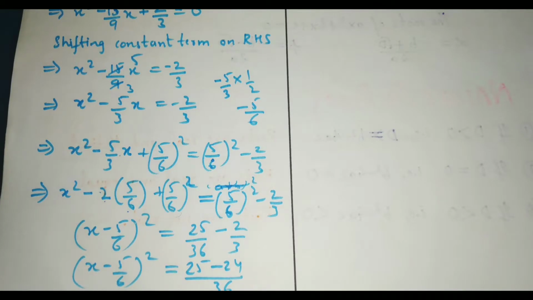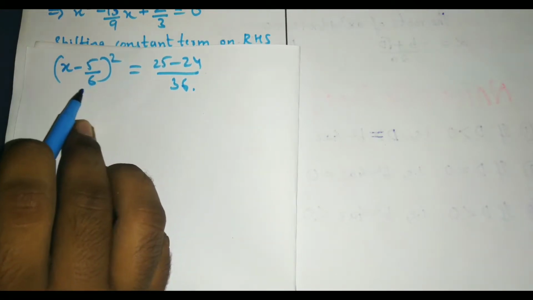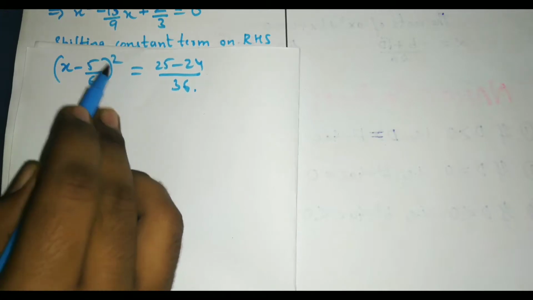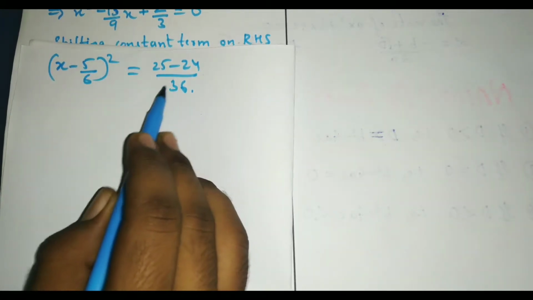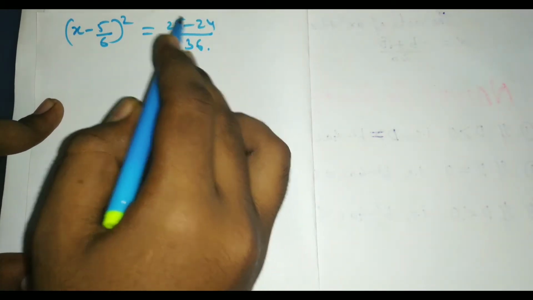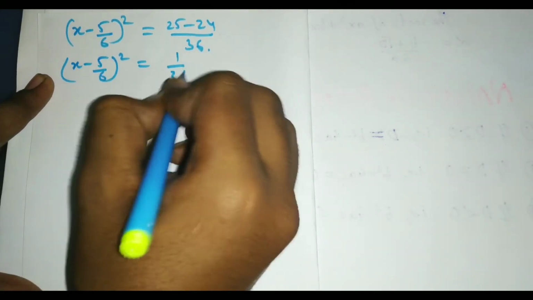Guys, I don't have space here, so I'll write it on a fresh page. Okay, so I have copied the equation here. This is the last equation we got: x minus 5 by 6 the whole square equal to 25 minus 24 by 36. Now we have to just simplify. This will become 1 by 36, and the same thing on the LHS, 1 by 36 we got.